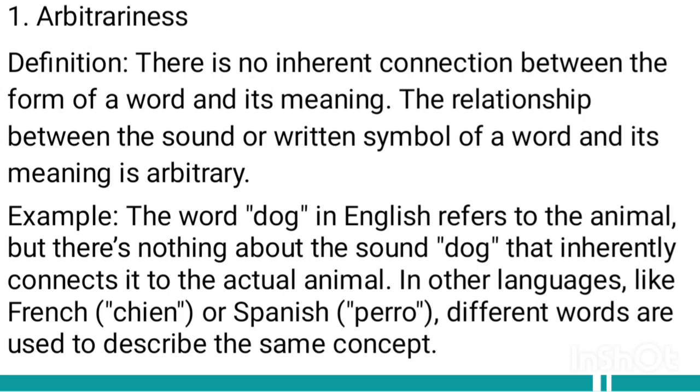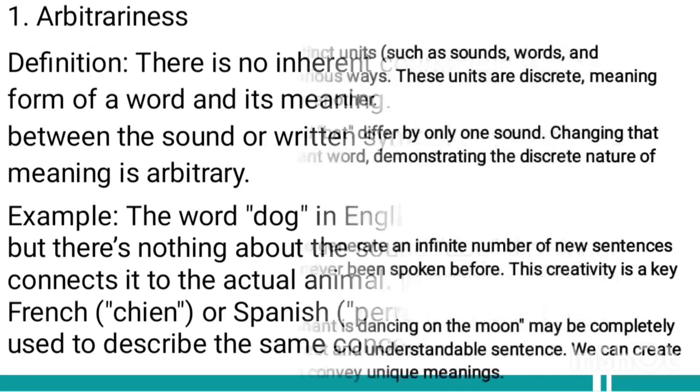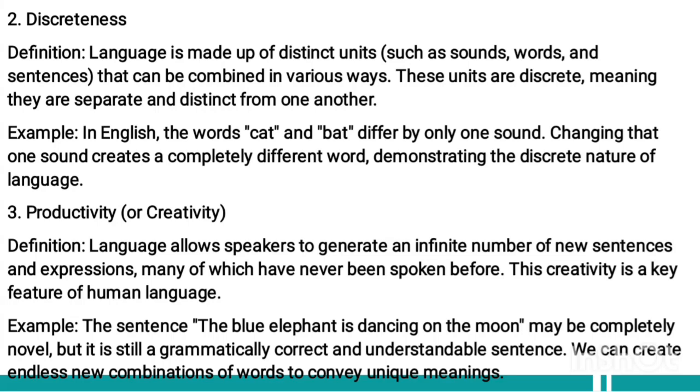The sounds of the word dog have no natural reason to be associated with the four-legged animal it represents. In French, the same animal is chien, and in Spanish it is called perro. The relationship between the word and the animal is arbitrary, and other languages use entirely different sounds for the same concept.